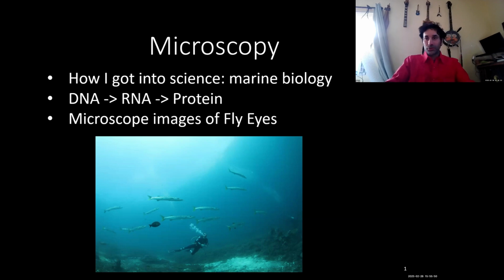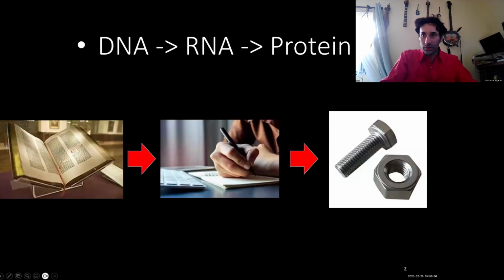And so, as your instructors were just saying, we have this DNA to RNA to protein chain of events. And I'll show you guys some cool microscope images that we've taken in the lab. All of them relate to the fly eye. So as your instructors were just saying, when you have your DNA, you can think of it as a hard copy, like a book, right? All the instructions that make you are in this book.